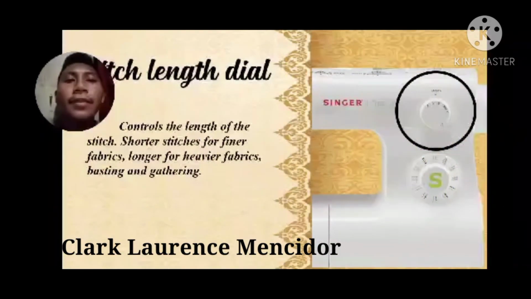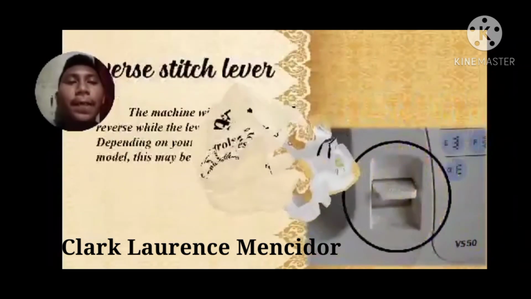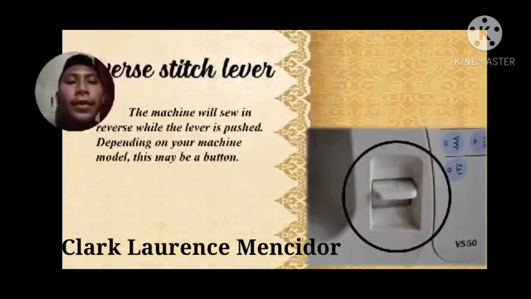Stitch length dial controls the length of the stitch. Shorter stitches for finer fabrics, longer for heavier fabrics, basting and gathering. Reverse stitch lever. The machine will sew in reverse while the lever is pushed, depending on your machine model. This may be a button.